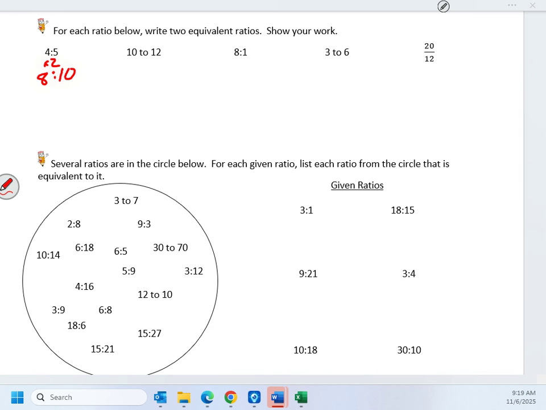What's another example? Jackson? Times 4. I can times them by 4. 4 times 4 is 16. 5 times 4 is 20. Two equivalent ratios.